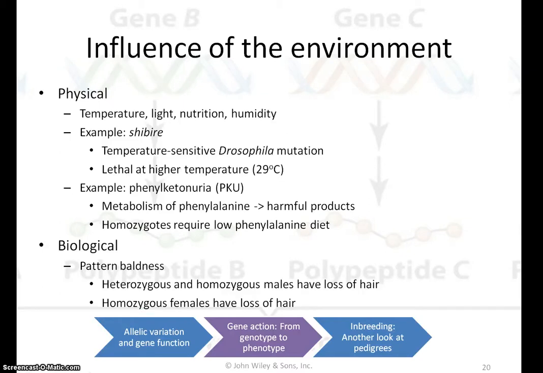An example of biological influence is something that we're very familiar with, pattern baldness. Heterozygous and homozygous males who have the allele that is associated with hair loss will experience a loss of hair. But only homozygous females will experience a loss of hair if they are homozygous for that same allele. So there are differences depending upon gender here.